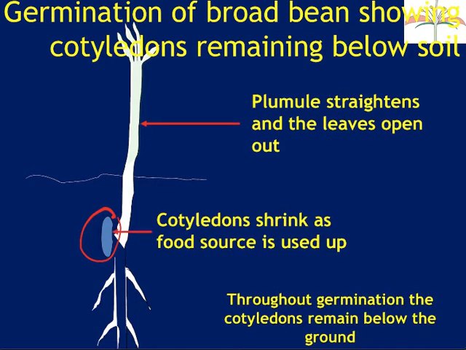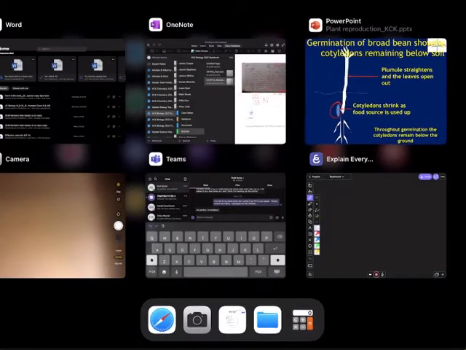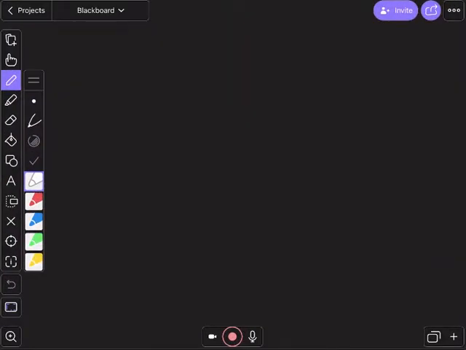So this is what's called epigeal germination, and it's because the cotyledon stays under the ground. So we will see, can we draw it? Now, do you have any questions on that? All it is, is the cotyledon stays under the ground, radicle comes first, plumule comes second, and away we go.